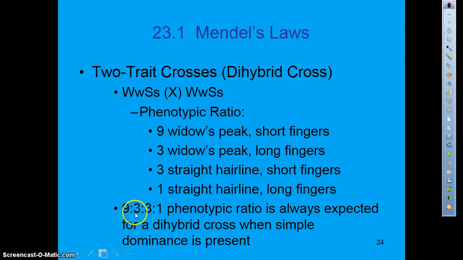So this is called the 9-to-3-to-3-to-1 phenotypic ratio, and it's always expected when you do a heterozygous dihybrid cross or a heterozygous two-trait cross.